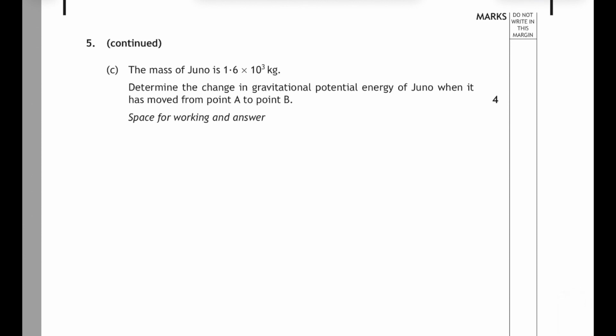And part C, the mass of Juno is 1.6 times 10 to the 3 kilograms. Determine the change in gravitational potential energy of Juno when it moves from point A to point B. Well, we know what the gravitational potential is at both of those points, so let's write them down first.